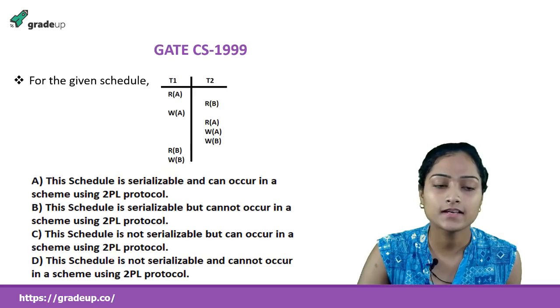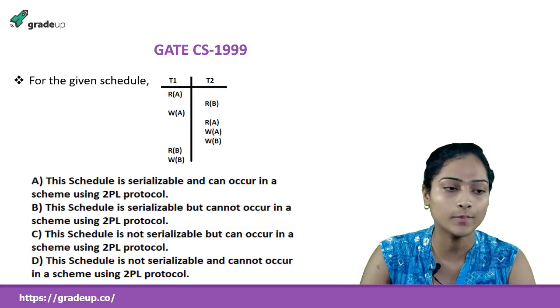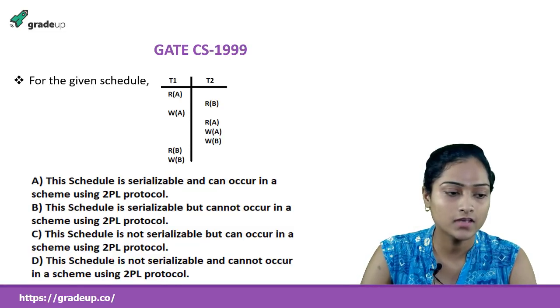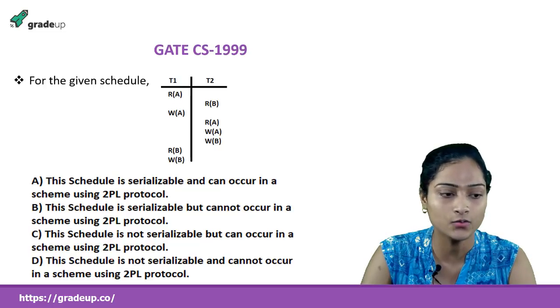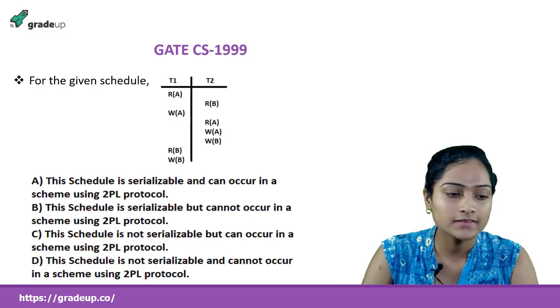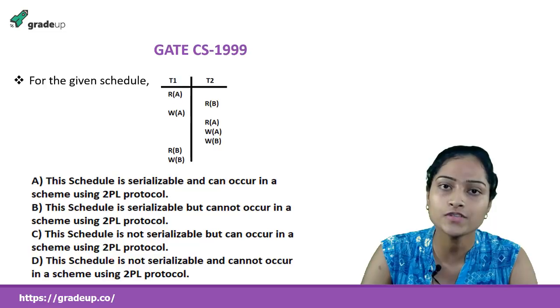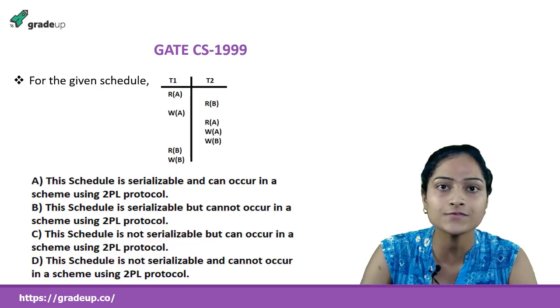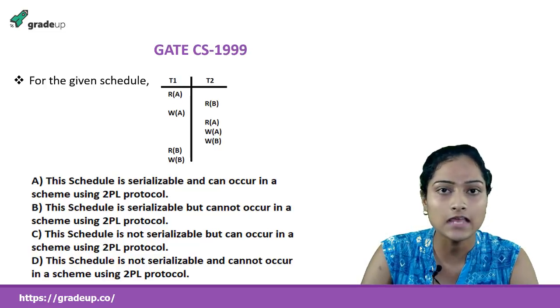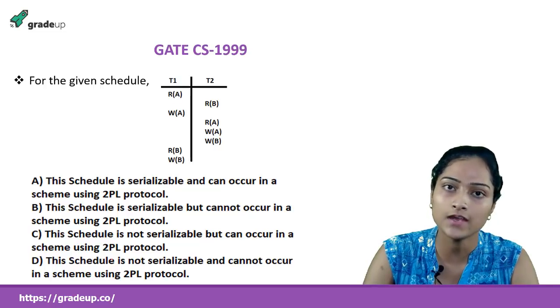So let us discuss a previous year question on this particular topic. In this question, we are provided with a schedule having two transactions, T1 and T2, and it is asked whether this schedule is serializable and can occur using the 2PL protocol, whether it is allowed by 2PL or not. Before starting with the 2PL protocol, we should check whether it is serializable or not, because if a schedule is not serializable, it is never allowed by 2PL, and then we do not have to worry about checking the 2PL protocol. So let us check for serializability first.